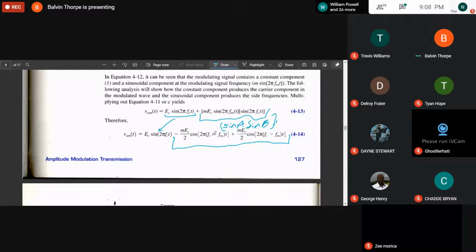These two, which is called here, is because the frequencies are added, fc plus fm, is called the upper sideband, and where the frequencies are being subtracted, it's called a lower sideband. So an amplitude modulated wave has both a lower and an upper sideband plus the original carrier.